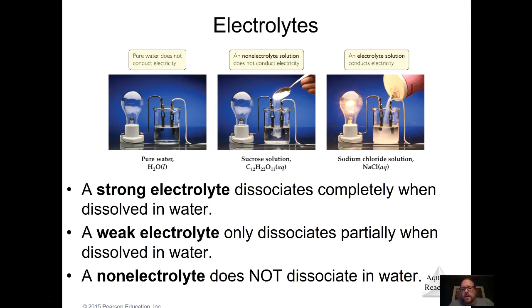And then finally, the picture on the right, they are adding salt to the water, and that's where you have something that's actually dissociating into its ions. So sodium chloride or salt is a good electrolyte. It breaks apart into its ions when it dissolves in water. Okay, so you then get that nice electrical current that's able to light up that light bulb.